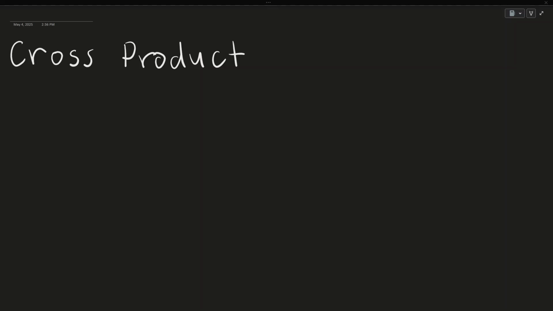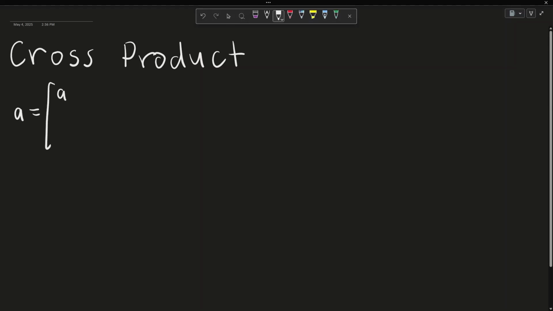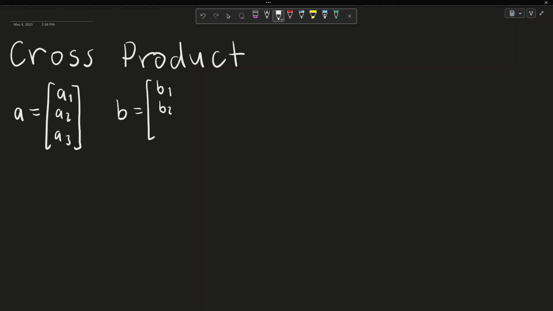In this episode of the Linear Algebra 1 series, we'll be going over the cross product. Now, the cross product is a concept that's a lot easier to understand in 3 dimensions than in 2. And so we'll start by creating two arbitrary vectors, A and B, in 3 dimensions. So we'll have A equal to A1, A2, A3, and B equal to B1, B2, B3.